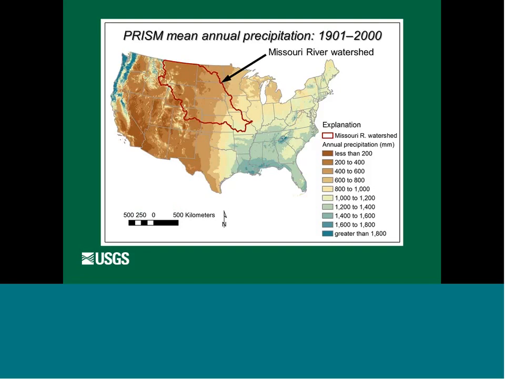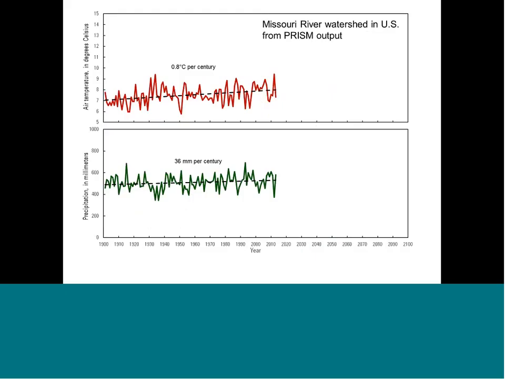This is the 20th century average of mean annual precip. We use this as a baseline, and we've got a similar thing for temperature, min and max temperature as well. But just to give you an idea of this data set.